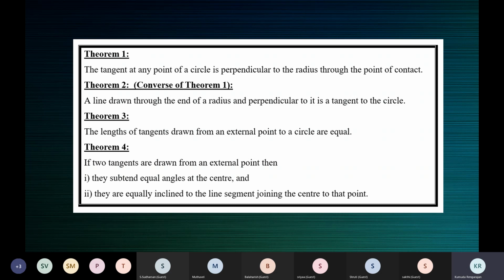Converse of theorem 1, that is theorem 2, has been deleted from your syllabus for this year. So we'll see theorems 1, 3 and 4. Theorem 1: the tangent at any point of a circle is perpendicular to the radius through the point of contact.